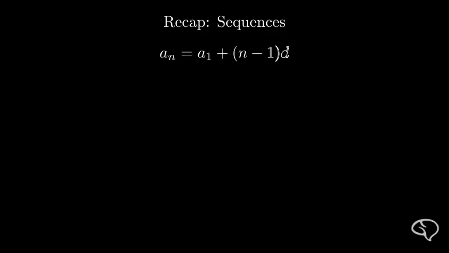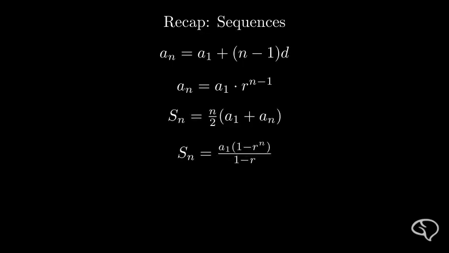Let's quickly recap what we've covered today. We started by defining and identifying different types of sequences: arithmetic, geometric, Fibonacci, and harmonic. We learned how to find the nth term of both arithmetic and geometric sequences using their respective formulas. We also learned how to calculate the sum of a finite number of terms for both types of sequences.